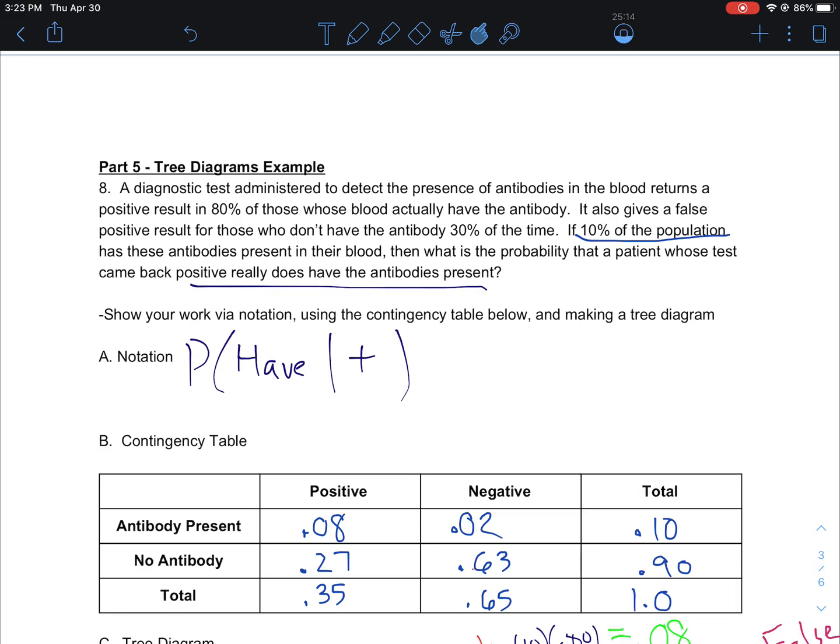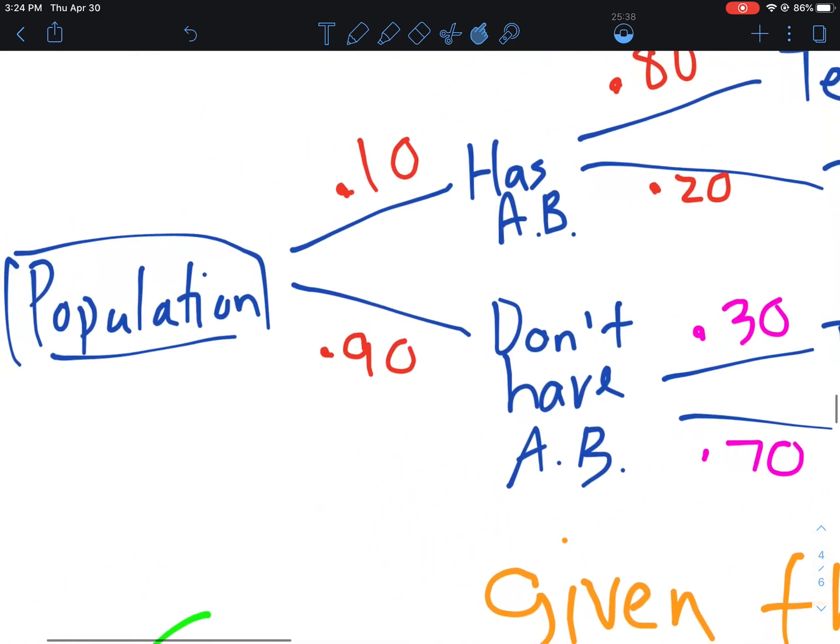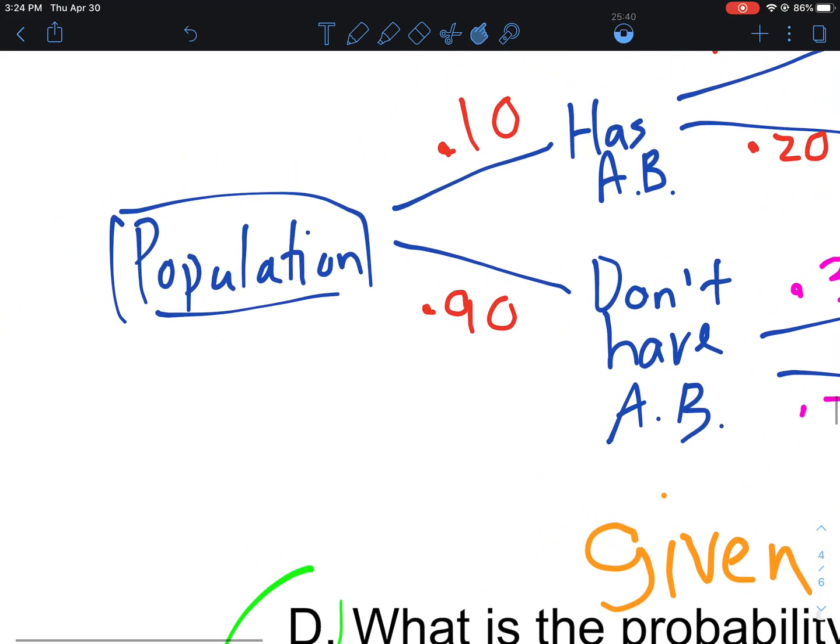So a lot of times it's hard to know how to set this up. Basically, I know that I'm being asked to compare people who have it and people who don't have it. So I'm looking for a sentence that just tells me about having it, not about the positive test result. And that's this one right here. If 10% of the population has these, boom. So that's where I would start. I would start right here and say, okay, 10% of the population has these antibodies, 90% don't.